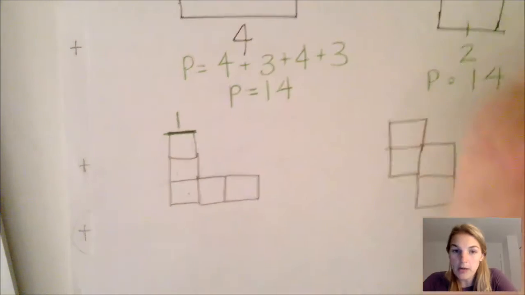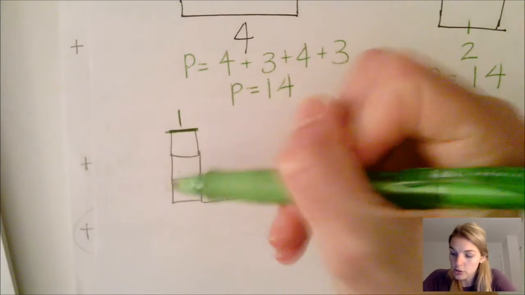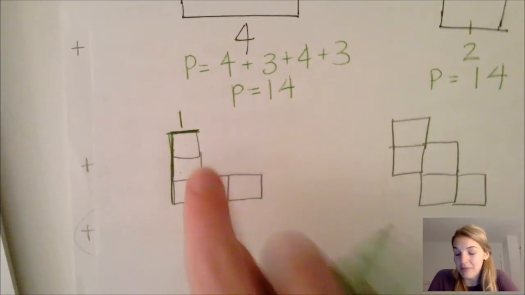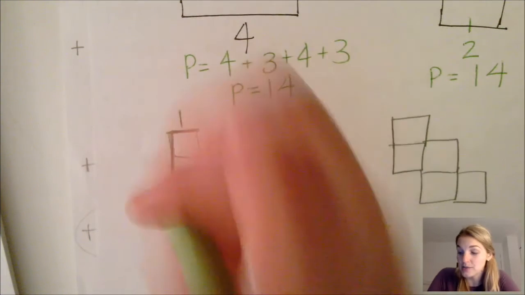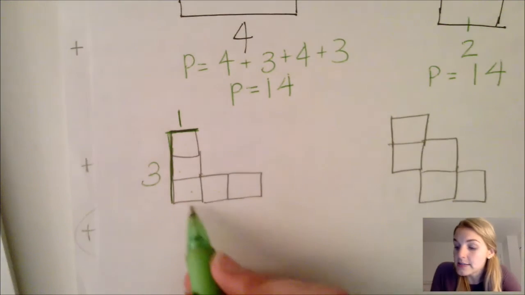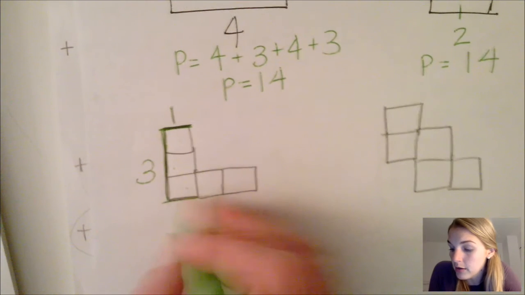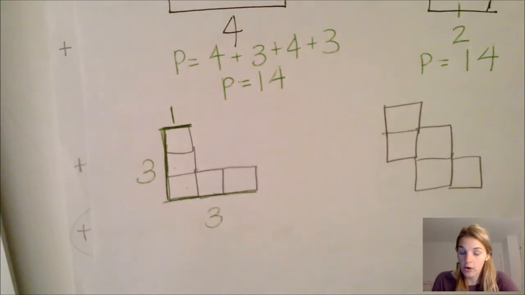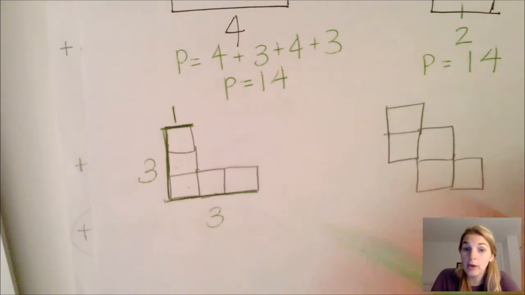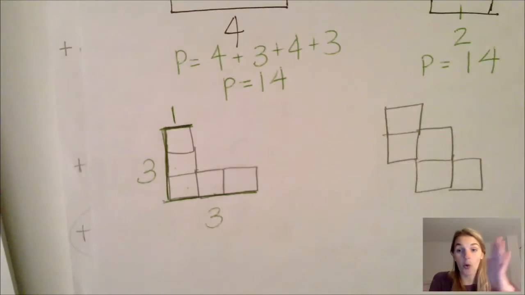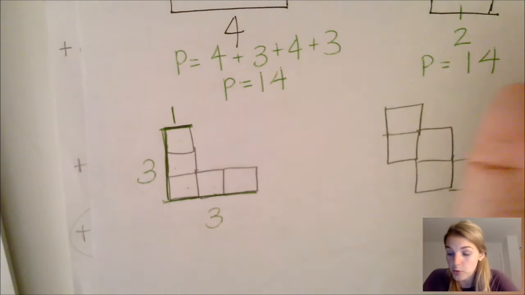Now let's see how many boxes are going down. 1, 2, 3. So the length of this side is worth 3. Same thing here. Let's see how many go across. 1, 2, 3. All right, remember the perimeter goes all the way around. So we've got to keep going until the whole area is covered up by this perimeter.